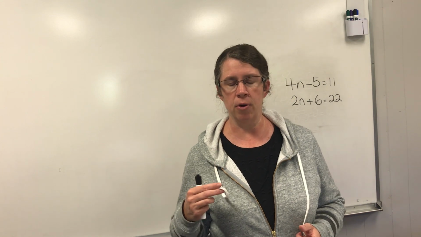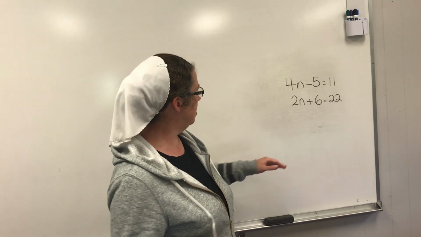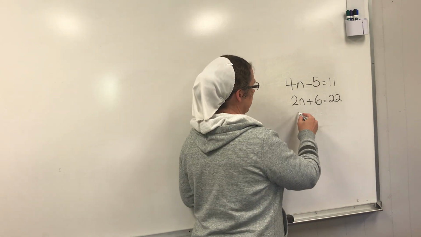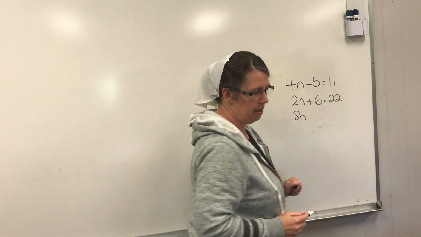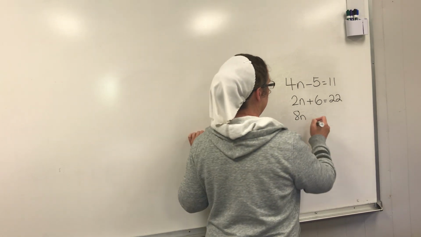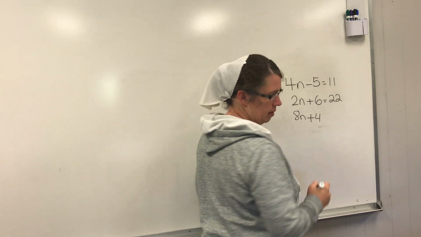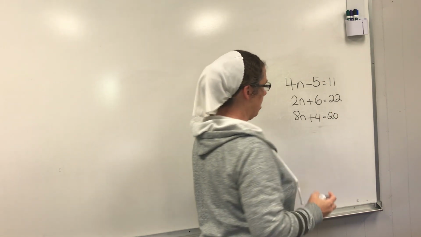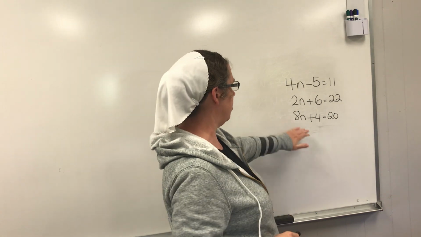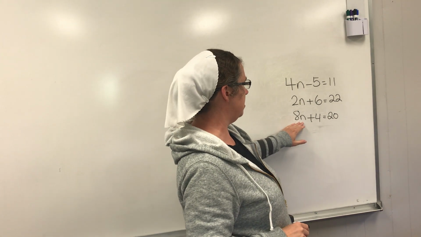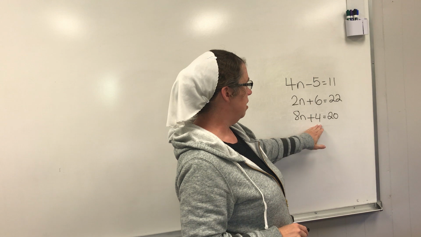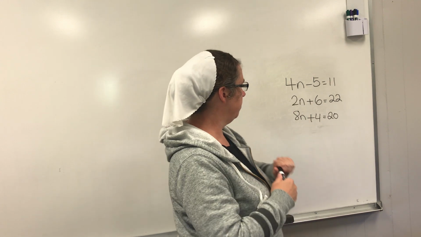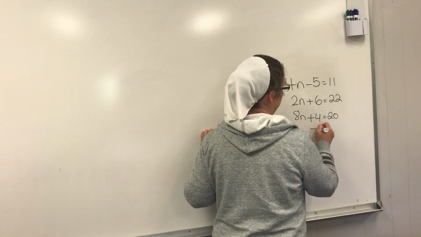8 times a number. Here we had 2 times a number. 8 times a number, 8n plus 4 equals 20. All right, now you guys know how to solve that. Remember how to get n by itself? You've got to get rid of this guy. You've got to do a -4 to both sides of your equation.